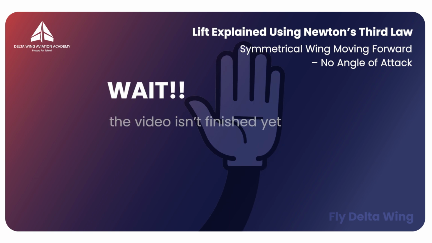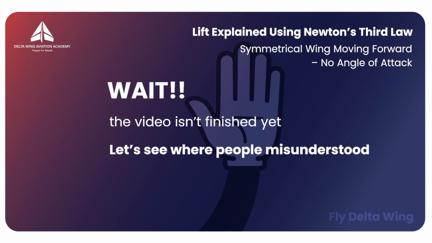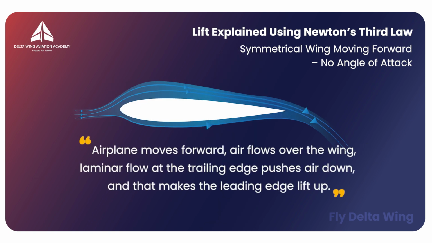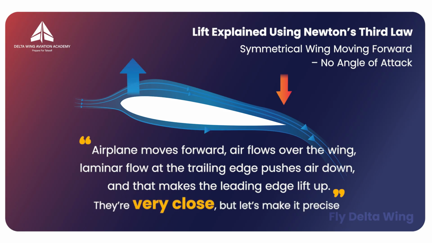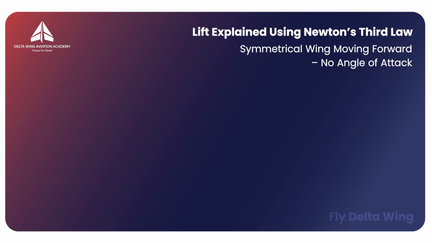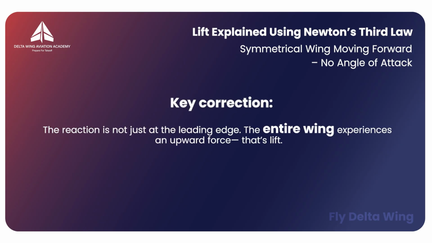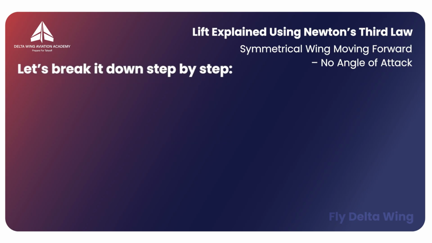Wait, the video isn't finished yet. Let's see where people misunderstood. Many people think the airplane moves forward, air flows over the wing, laminar flow at the trailing edge pushes air down, and that makes the leading edge lift up. They're very close, but let's make it precise. Key correction: the reaction is not just at the leading edge. The entire wing experiences an upward force. That's lift. Let's break it down step by step.